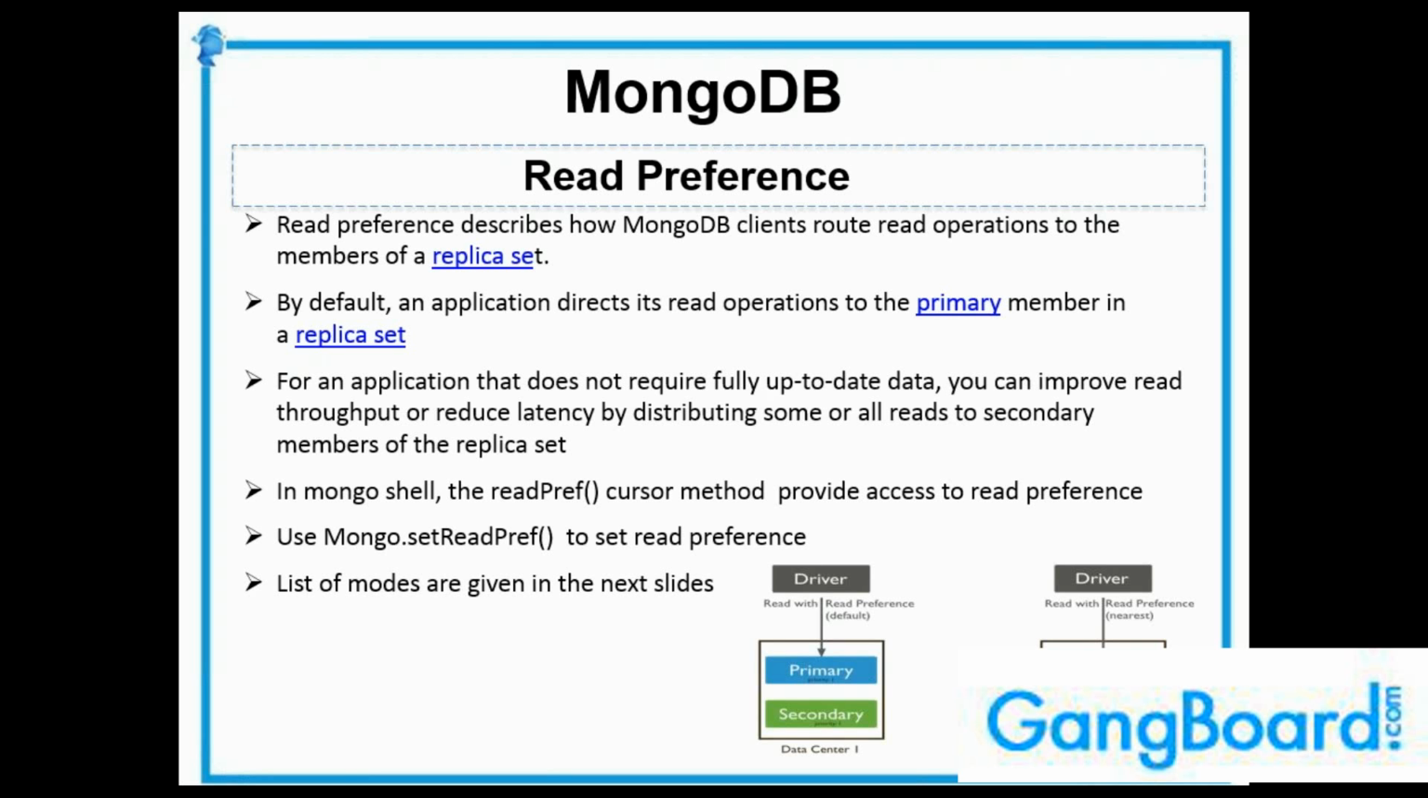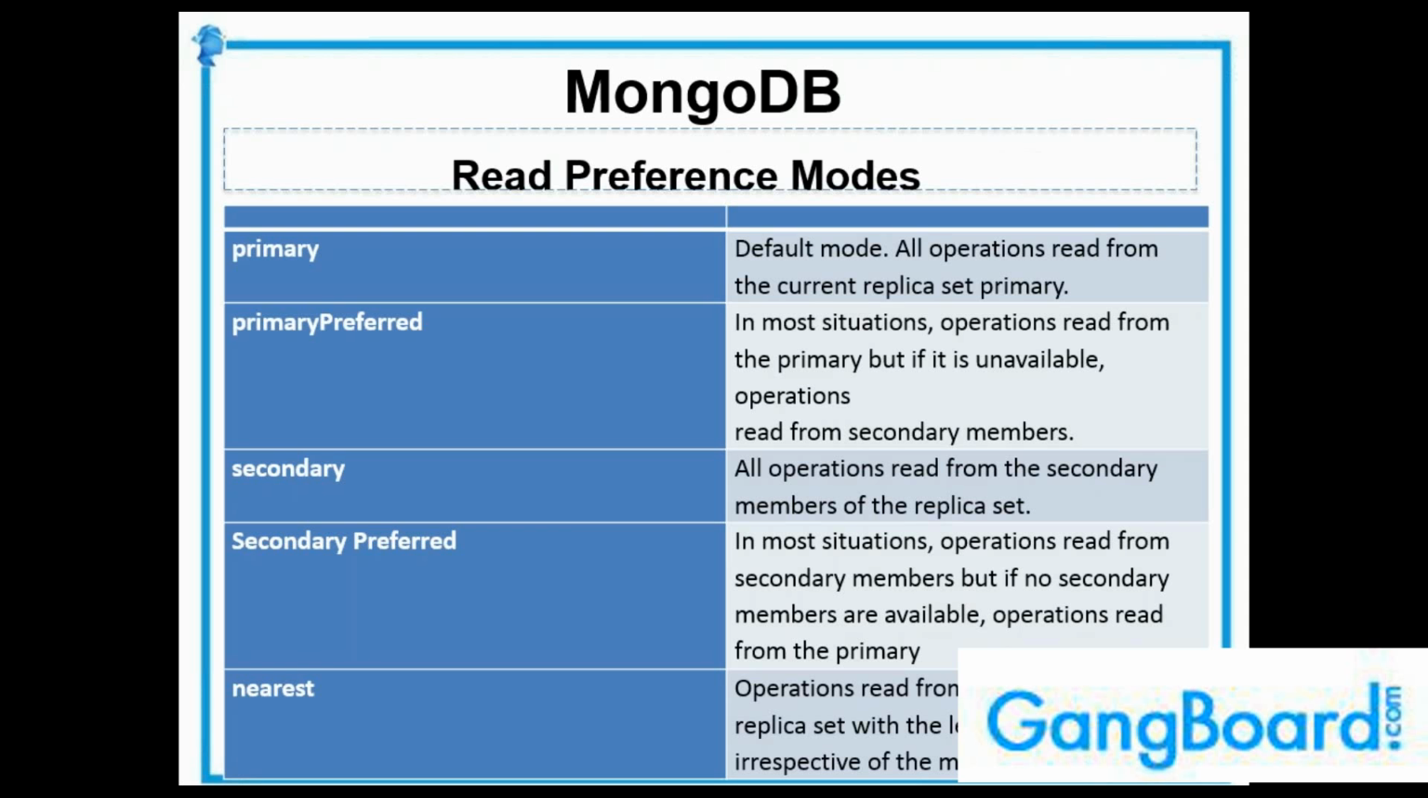This is also set at the application code level, not at the DBA level. I mean, not at the MongoDB instance level. This has to be set in the application code with the drivers. For that, they have 5 different read preferences. One is primary, and then primary preferred, secondary, secondary preferred, and nearest.